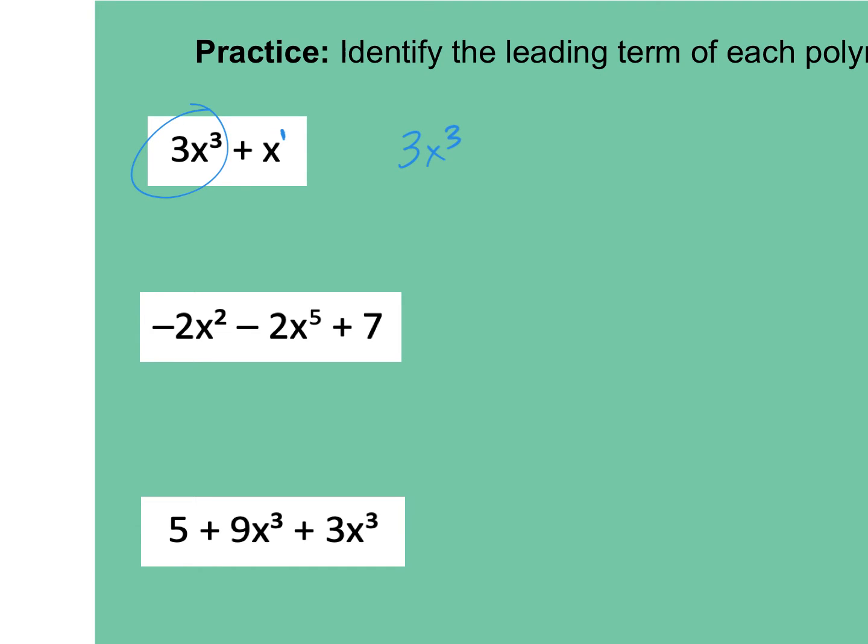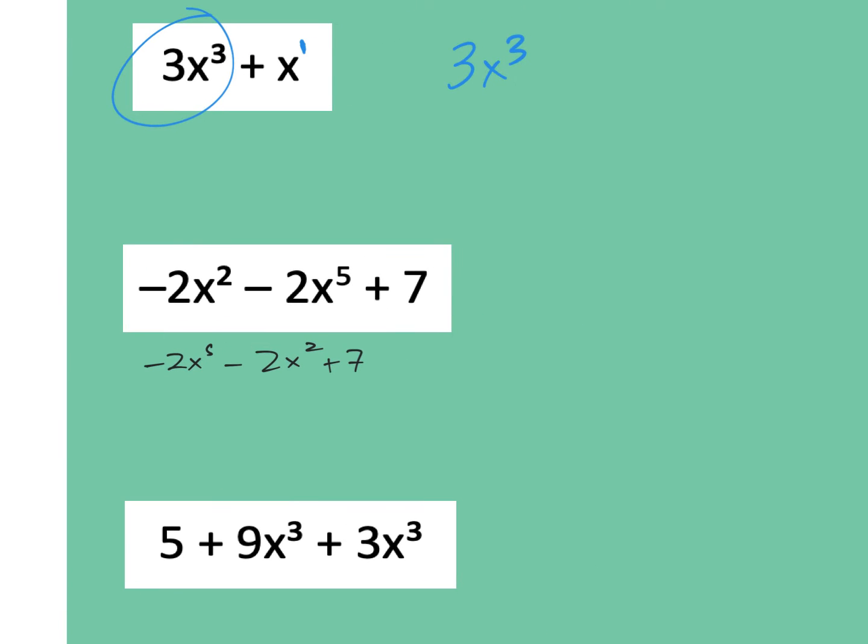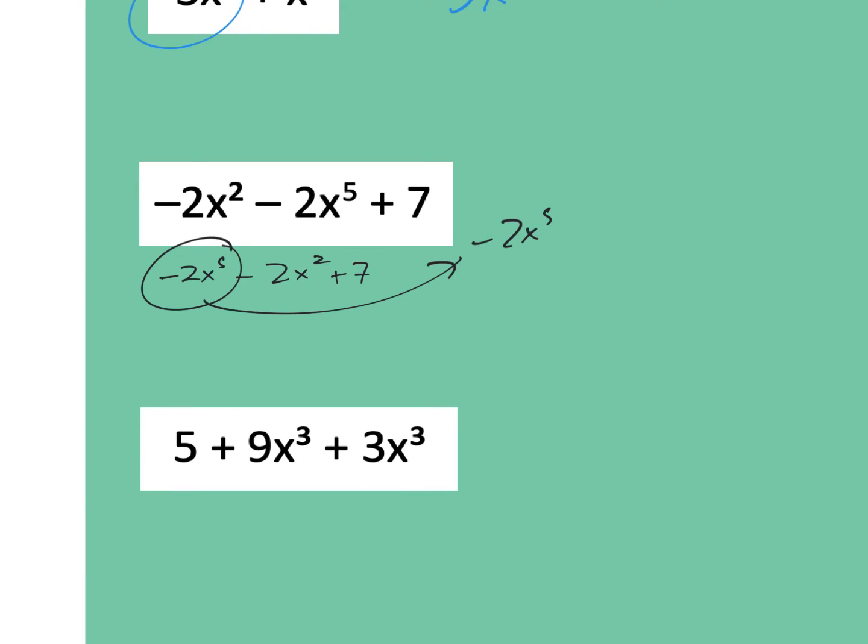The next one's a little trickier because it's not in standard form. So remember, in standard form, you've got to have that polynomial written so those exponents are decreasing. So I'm going to rewrite this as negative 2x to the 5th minus 2x squared plus 7. So then I can easily see that my leading term is negative 2x to the 5th once it's in standard form.